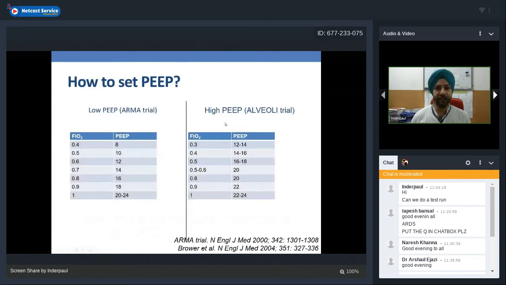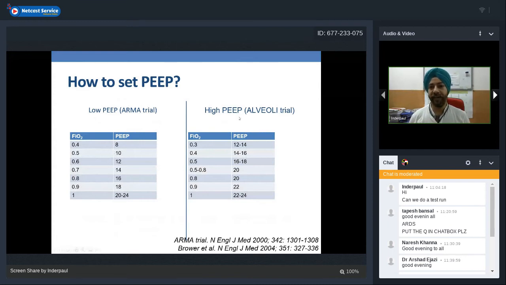So like I said, the ARMA trial has given us a low PEEP strategy, and the ALVEOLI trial has given us the high PEEP strategy. If you look at this, the PEEP is exactly 2 times the FiO2 requirement: 0.4 and 8, 0.5 and 10, 0.6 and 12, 0.7 and 14. So this is an easy way to remember. For beginners, this is okay. Whatever FiO2 you are giving, just set 2 times the value of that FiO2 as the PEEP.